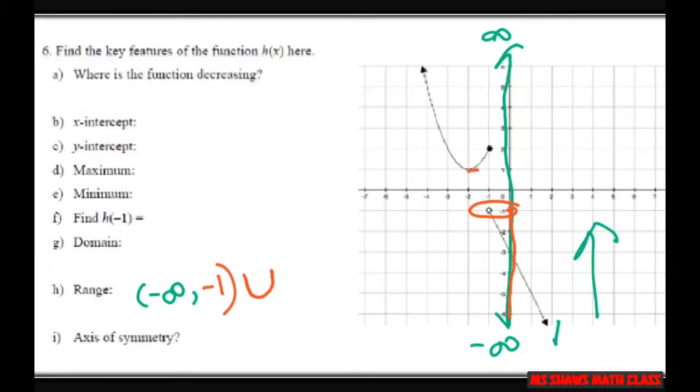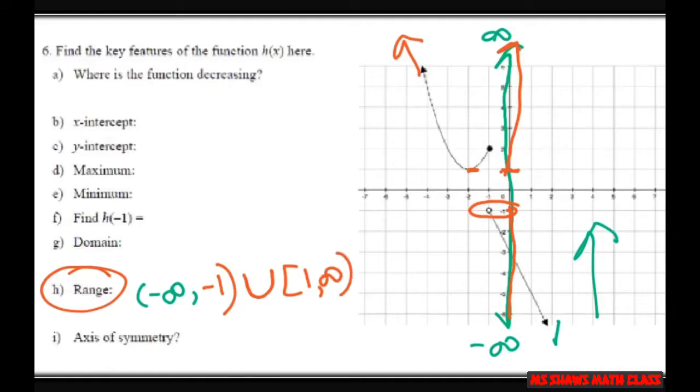Then where are we starting here? This is where on the range you always have to look at the graph. You very rarely get it from the equation. The range is a lot harder than the domain. So we're starting at 1. And it can equal 1. And then it can keep going up and up and up. And this goes off to infinity. That's how you would do the range.